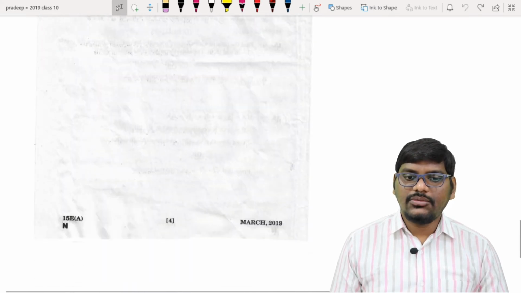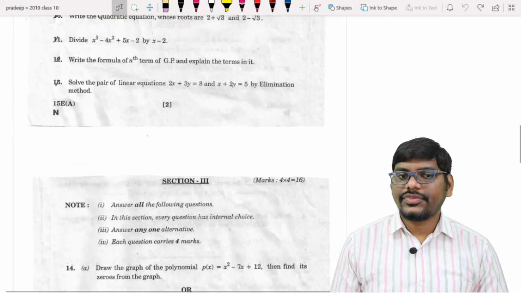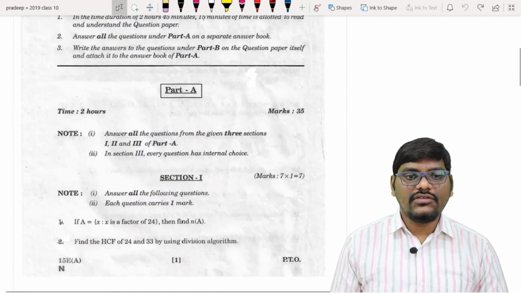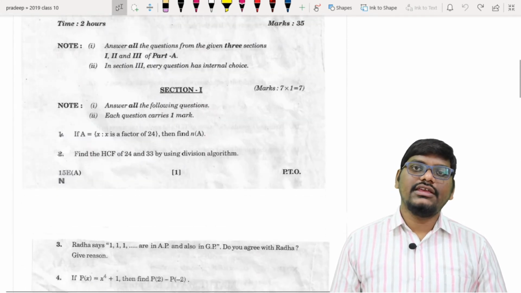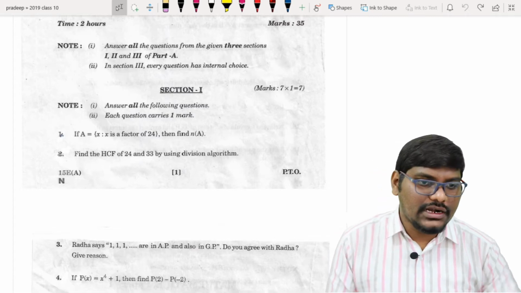Okay, this is all about the question paper of 2019. You can see here it was held in March 2019. So we are going to solve all these questions very clearly. Let's see the questions and their solutions. Let's go forward.